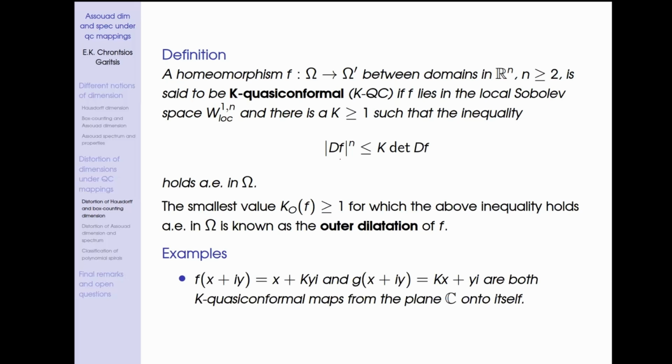A few examples, both on the complex plane. If we take x plus iy and map it to x plus kiy, or we do the same thing for the real part, then both of these are quasi-conformal maps from the plane onto itself. And a particularly useful quasi-conformal map, which we will use for our application later, is the radial stretch map, |z|^{k-1} z. Again, this is a k-quasi-conformal map from C onto C.